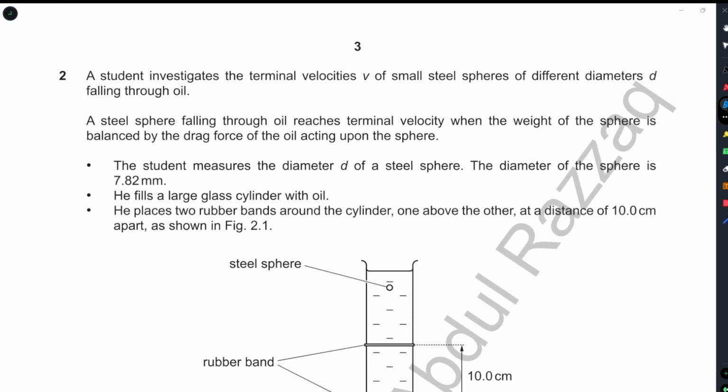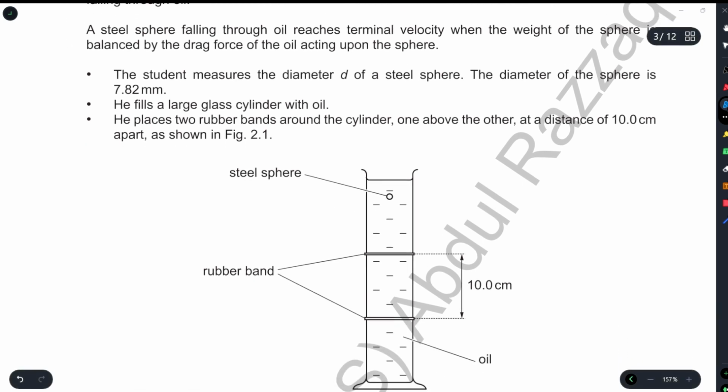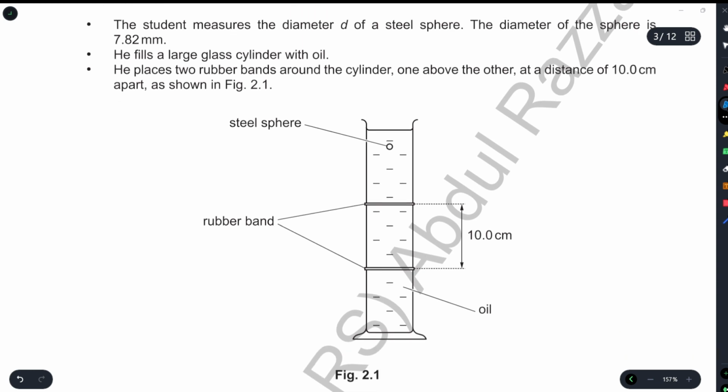All right, a student investigates the terminal velocities v of small steel spheres at different diameters through oil. A steel sphere falling through oil reaches terminal velocity when the weight of the sphere is balanced by the drag force of the oil acting upon the sphere. The student measures and so on. He places 2 rubber bands above one.